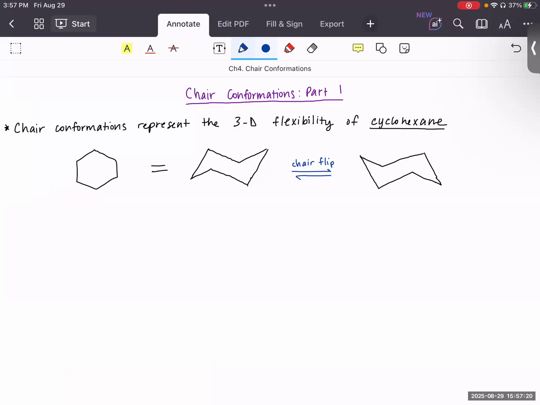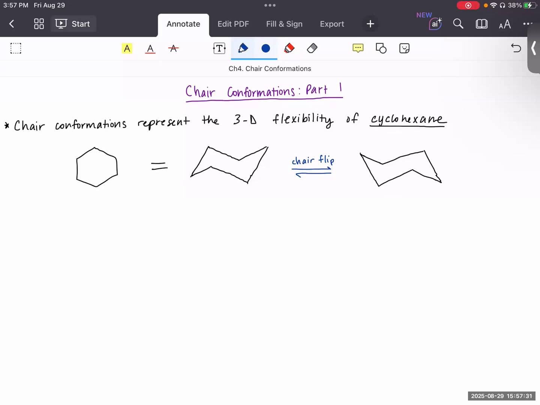This is part one of the lecture videos on chair conformations. In this video, we're going to go through the very basics of what chair conformations are, talk about what equatorial and axial groups are, and then discuss how to draw chairs.